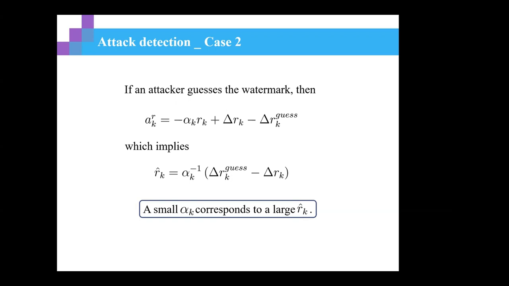But sometimes an attacker cannot obtain the corresponding parameters, but he or she can guess. So the corresponding attack signal can be designed as this, which implies that R hat sub key equals this equation. From this equation, we can derive that a smaller alpha sub key corresponds to a larger R hat sub key. That is to say, a smaller alpha sub key will improve the attack detection rate, because the parameter R hat sub key becomes large.